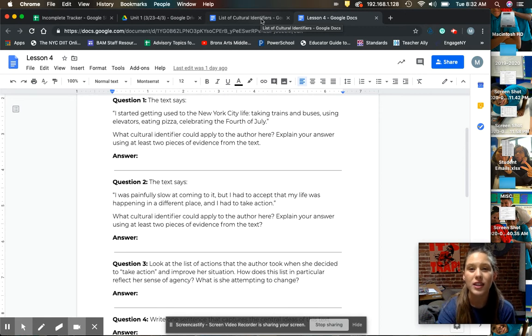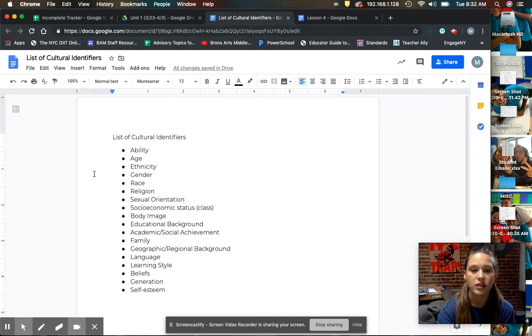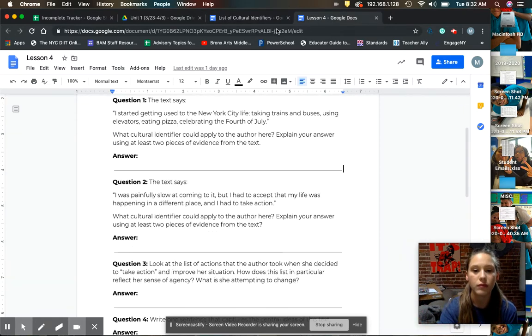It's from lesson 1 of this unit. It's the list of cultural identifiers. So this is things like ability, age, ethnicity. A lot of our vocabulary words show up in this. Our cultural identifiers are the way that the world views us in terms of identity. It is not the internal identifier, so it's not our own personal beliefs and preferences. It's the things that other people can see from the outside.